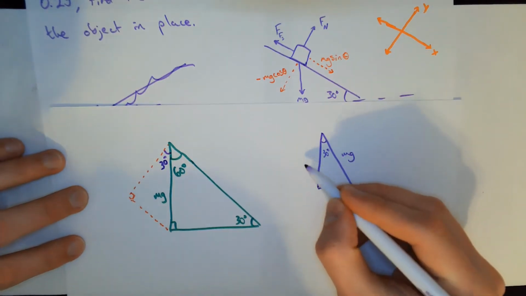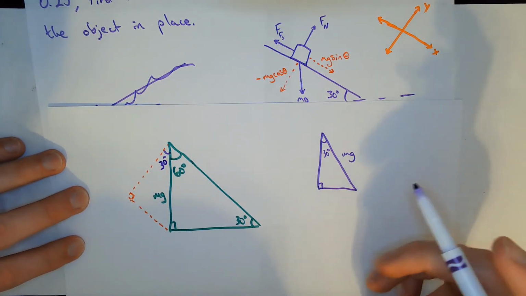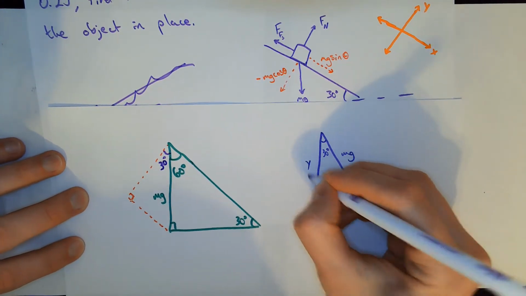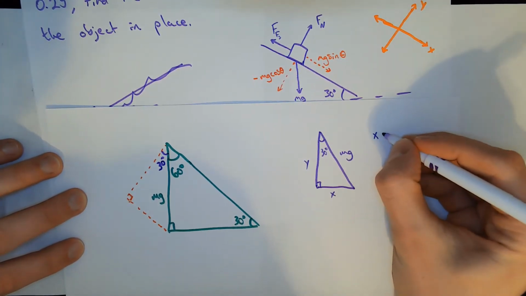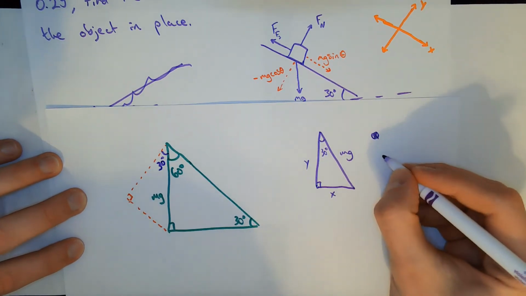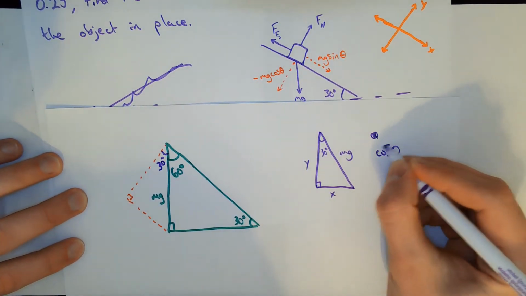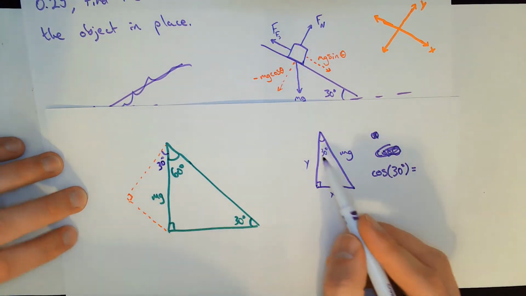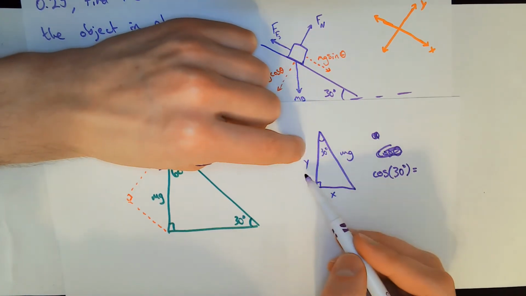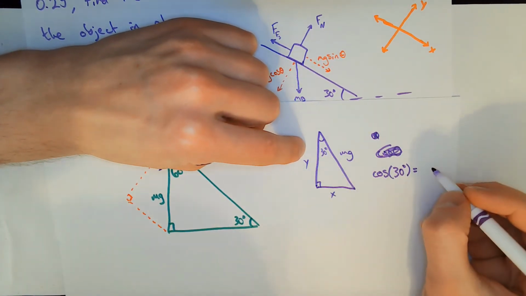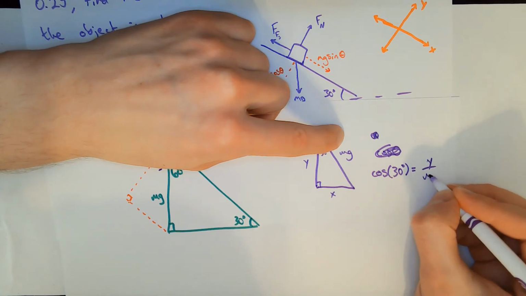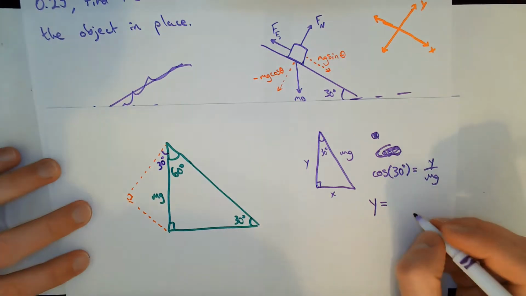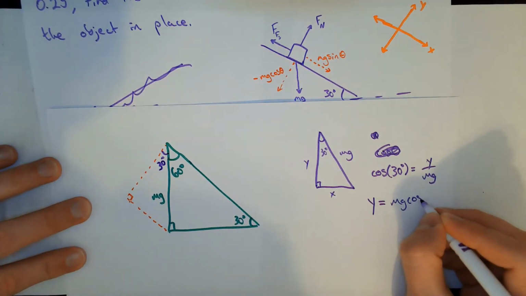Now, this side then, how do I say? This is y, this is x. So x is going, well, let's see. Cosine of 30 degrees is equal to the side adjacent to the angle over the hypotenuse, y over mg. That gives me that y, the y component, is equal to mg cosine of 30 degrees.